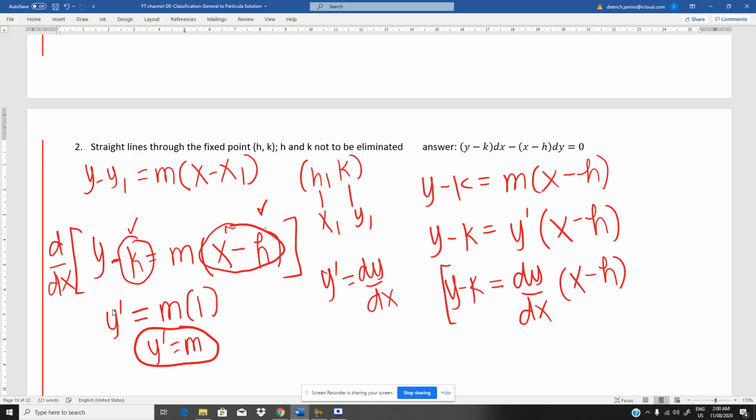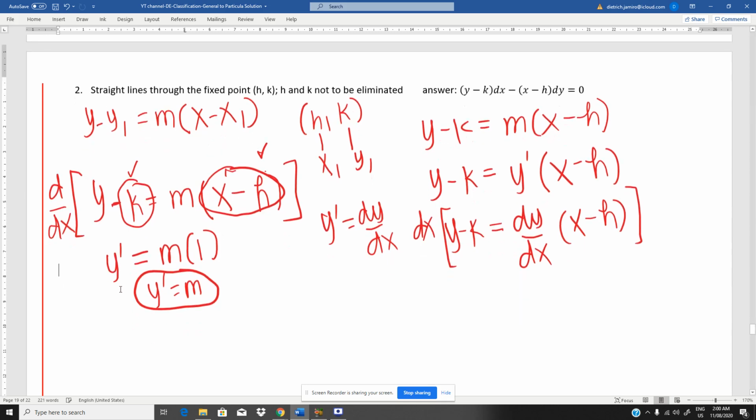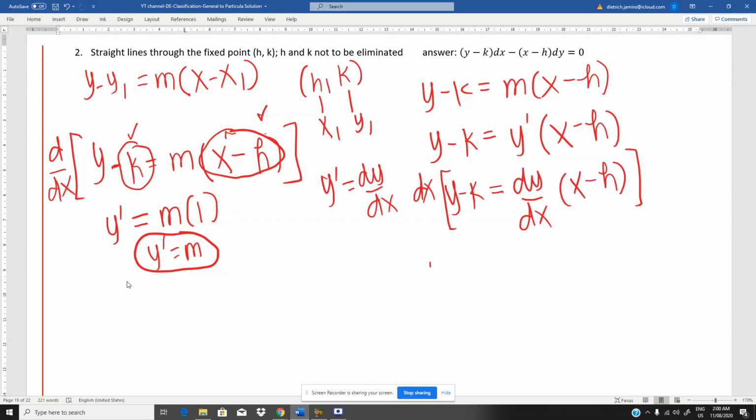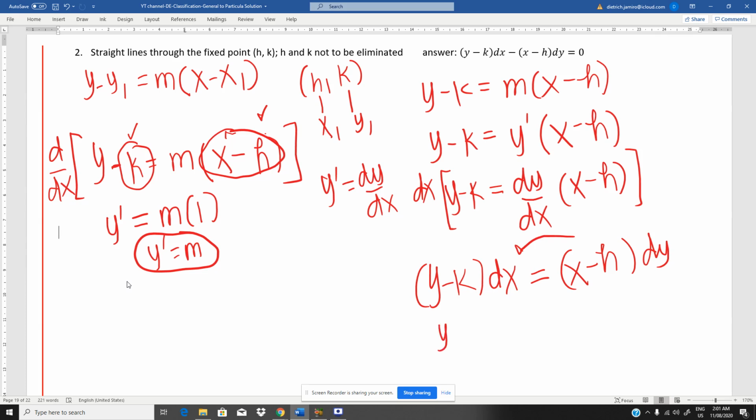And then multiplying both sides of the equation by dx, so we will have (y minus k) quantity dx is equal to (x minus h) quantity dy. And then transposing this one to the left side, so we will have (y minus k) dx minus (x minus h) dy is equal to 0. And that's our answer.